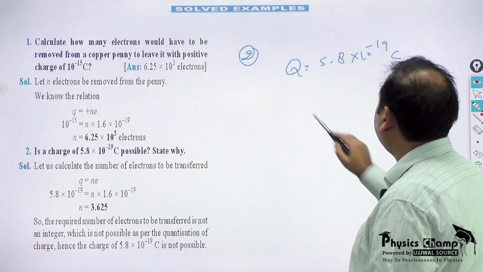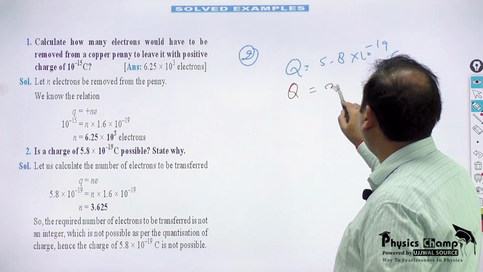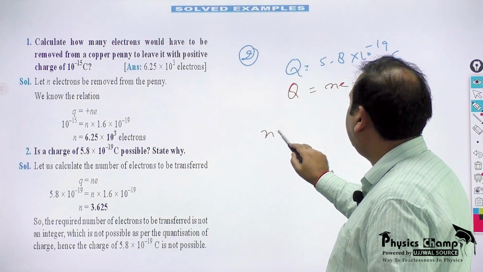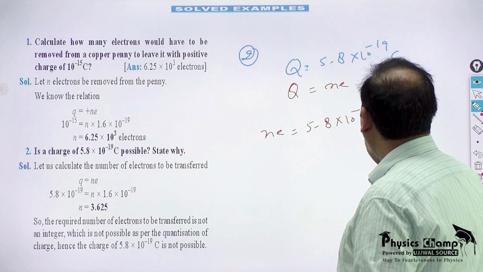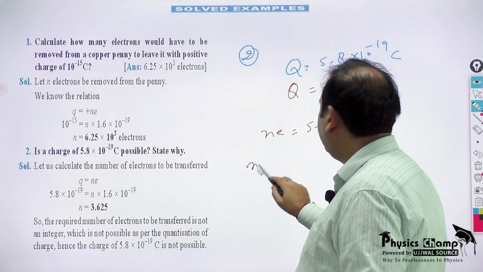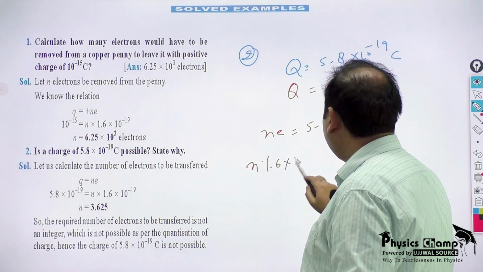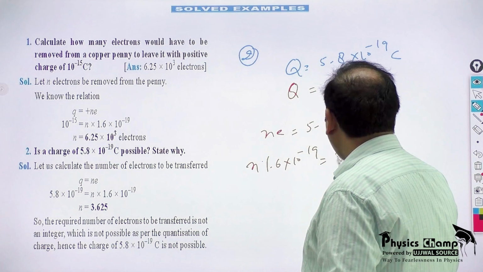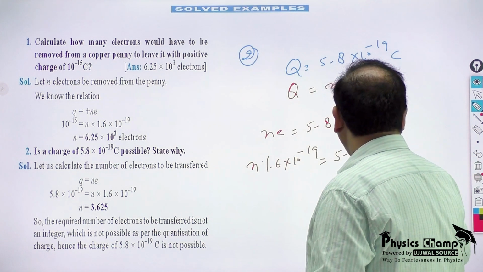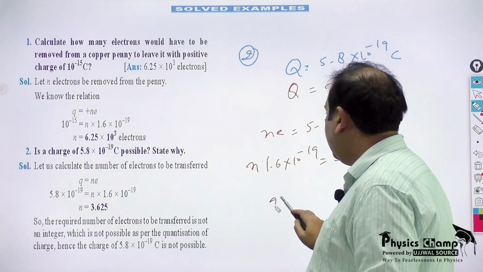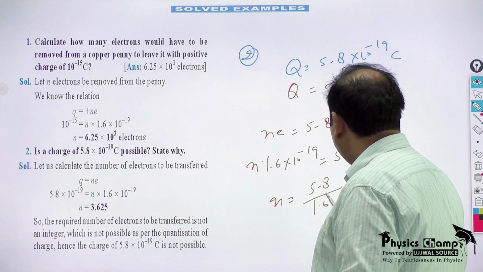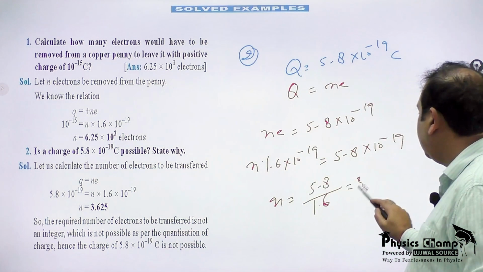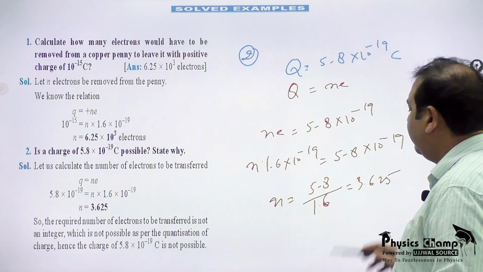So I have this relation Q is equal to Ne. Ne is equal to 5.8 into 10 to the power minus 19, and the value of e is 1.6 into 10 to the power minus 19. So the value of N is 5.8 divided by 1.6, and it comes out to be 3.625.